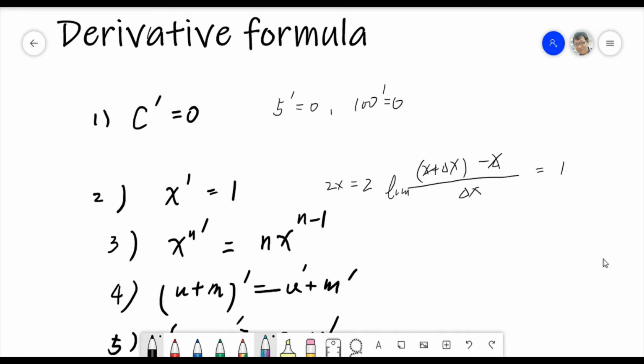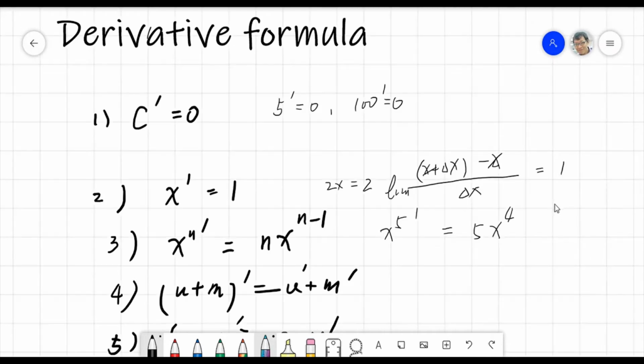Next one, x to the nth power: move the n power to the front to become a coefficient, and then the exponent will be minus 1. Give an example: the derivative of x to the 5th power equals 5, right? Move it in front, and the exponent 5 minus 1 is 4. This is the derivative.